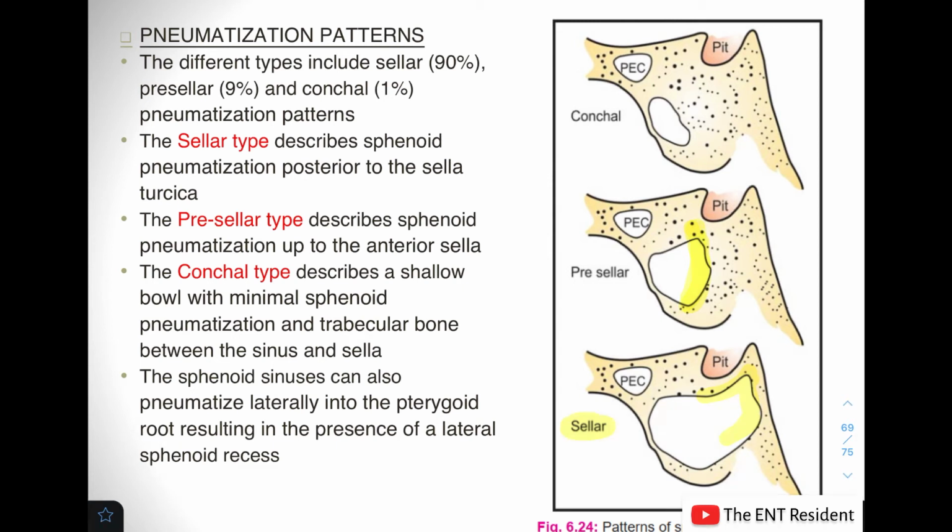And lastly, the third type is the conchal type, which is a very rare type seen in 1% cases. It describes a shallow bowl with very minimal sphenoid pneumatization and trabecular bone in between the sinus and the sella. Also, other than these three pneumatization types, the sphenoid sinus can also pneumatize laterally into the pterygoid root, resulting in the presence of a lateral sphenoid recess.